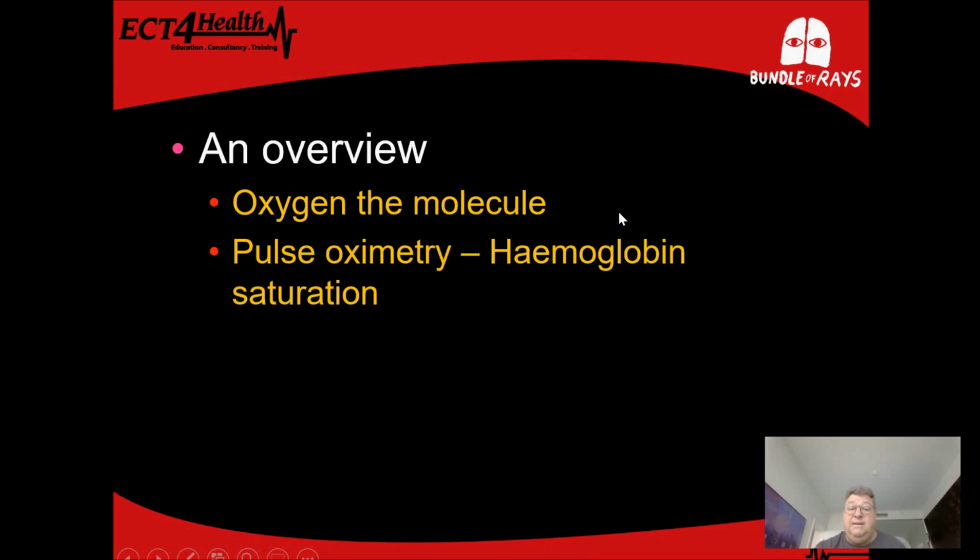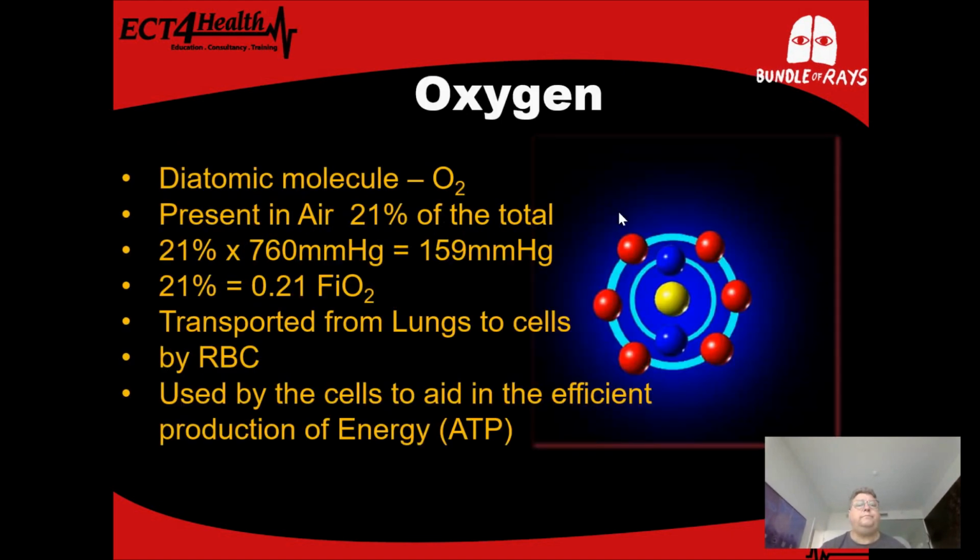Alrighty. So today's episode, we're going to have a look at oxygen, the molecule, and pulse oximetry, the concept of how oxygen binds to hemoglobin. So oxygen, the molecule, it's a diatomic molecule. It's in a stable state when there's two atoms of oxygen joined together. That's why it's called O2. That's why it's called a diatomic molecule, because it's two atoms that are joined together.